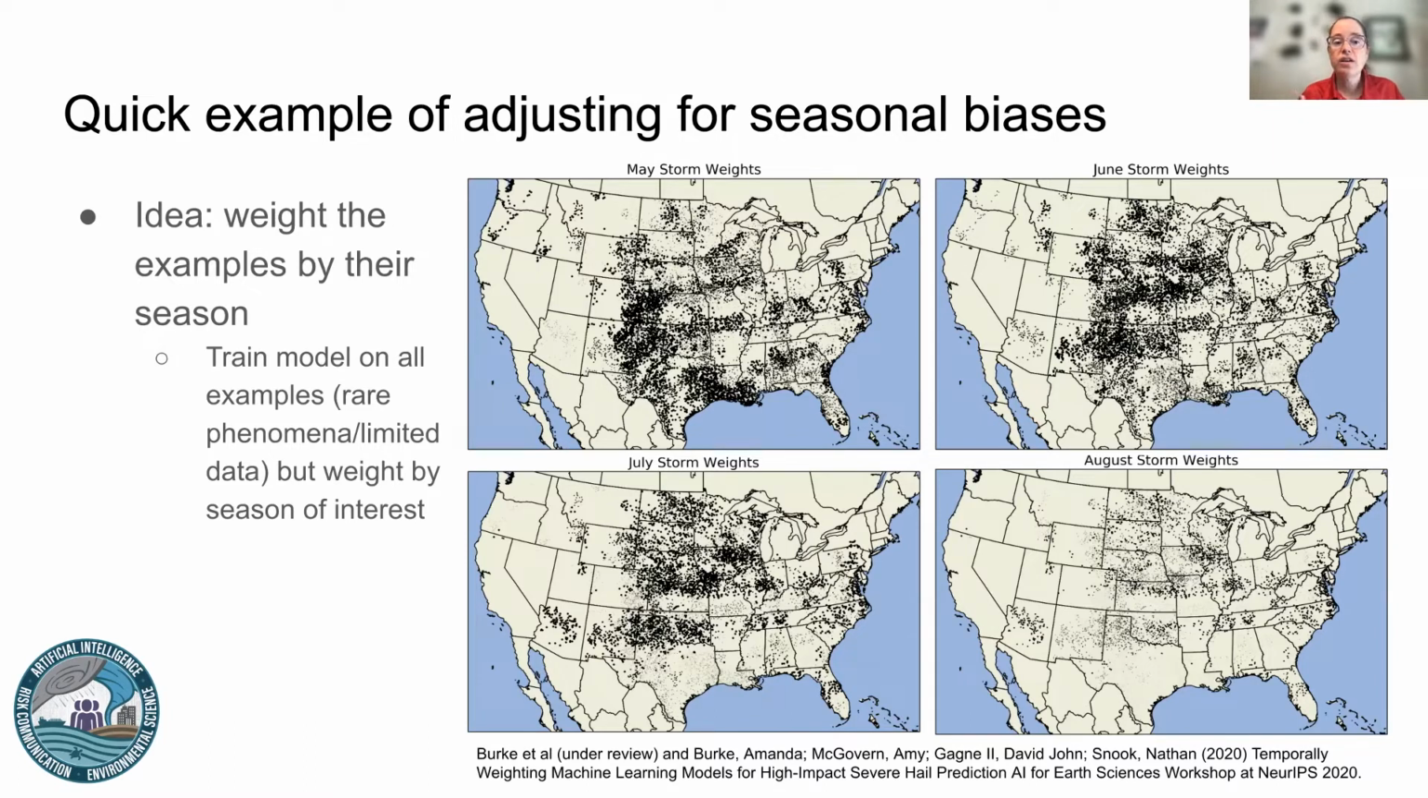If we're training on 40 years of data that we happen to have, but we want to weight our more recent data more heavily, so that we are weighting towards what's happening right now in the climate. Next slide.